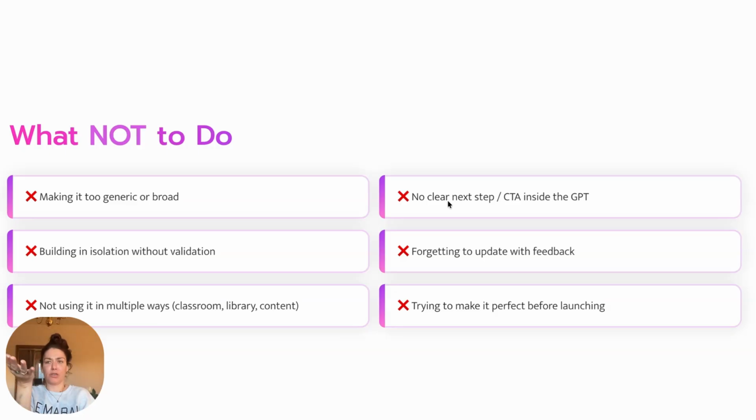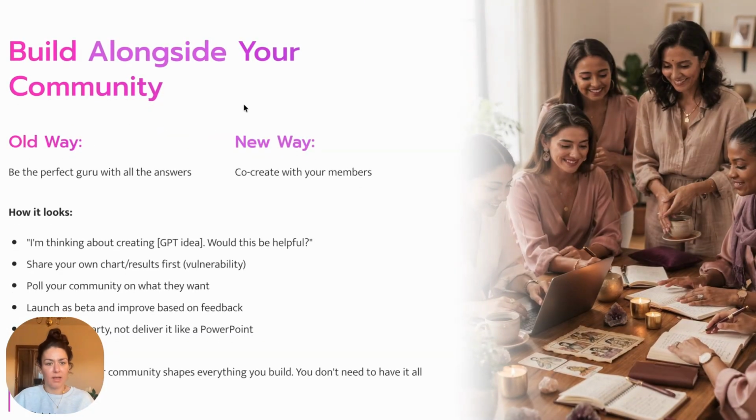Now there's another step. We want to remember to update it with feedback, and we don't want to try to make it perfect before launching, because it just won't be. It won't be. Nothing ever is. So the old way was, we want to think about every single thing we make. The old way was I'm the perfect leader and I have it all figured out. Join my community, get this GPT.